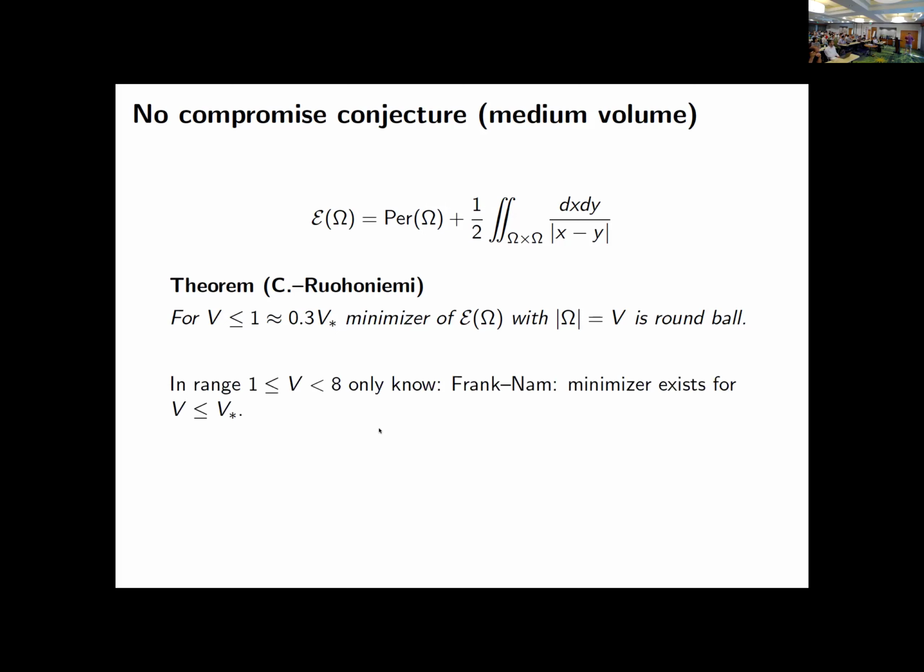And so just to tell you what we know, so now between 1 and 8, you don't know that much. So by Frank and Nam, actually the minimizers exist in the sharp range, but you don't know their shape. And you don't know that they cease to exist past the sharp number. They might continue, if the minimizer is not a ball, it probably could exist a little bit longer past V star actually.